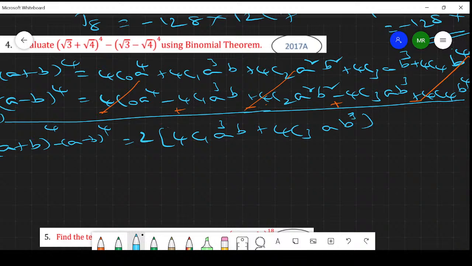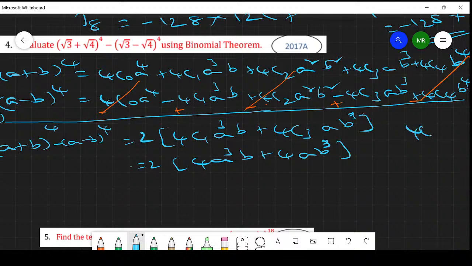4C3 a b cube, I have taken that. 4C1 is 4, that we can know here. 2 into 4C1. 4C1 is 4a cube b. 4C3 is nothing but 4C1, since 4 minus 3 is 1. Remember, 4C3 is 4, this is also 4C1, 4 only. ab cube. It comes like this.